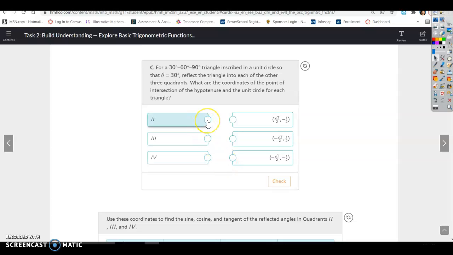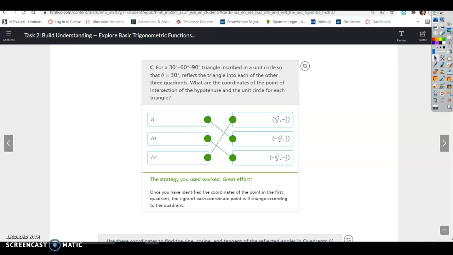So quadrant 2, remember quadrant 2 goes left, which is negative, up, which is positive. So it's going to be negative, positive, which is this one. Quadrant 3 is left and down, so negative, negative. And quadrant 4 is positive, negative.